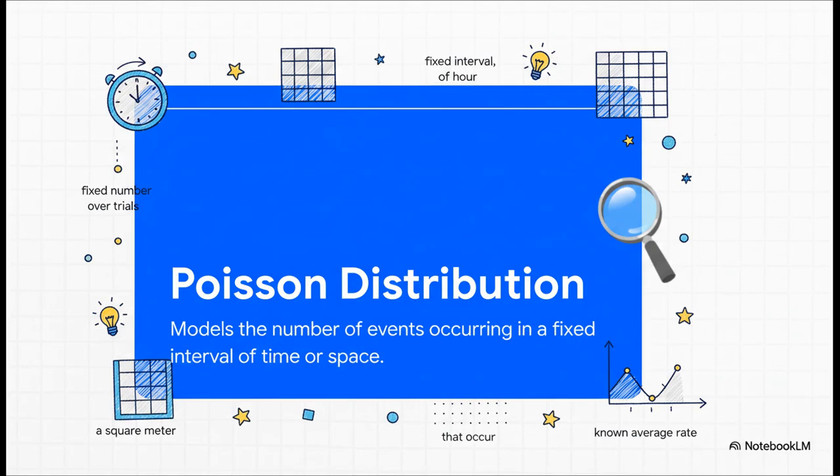But what if you don't have a fixed number of tries? What if events are just happening, randomly, over time? Well, for that, we need a different tool. And that tool is the Poisson distribution. This one doesn't care about a set number of trials. Instead, it counts how many times something happens in a fixed chunk of time or space, like in an hour, or on a single page of a book.